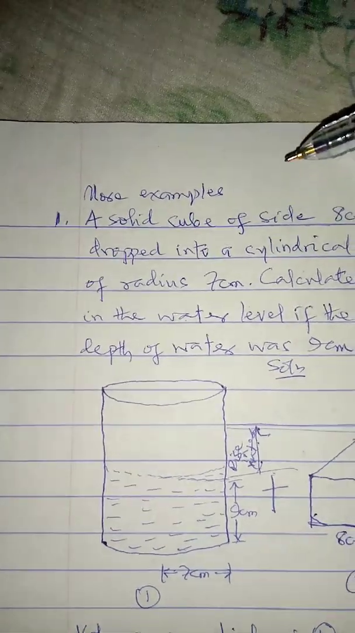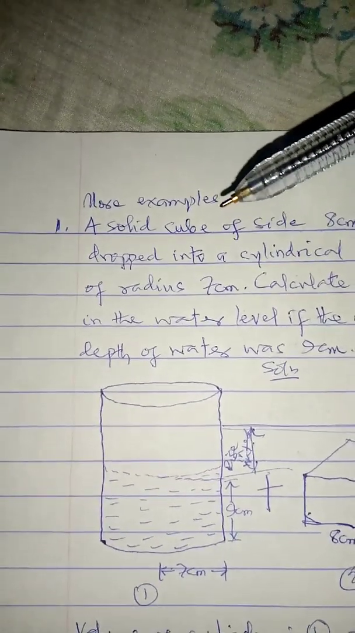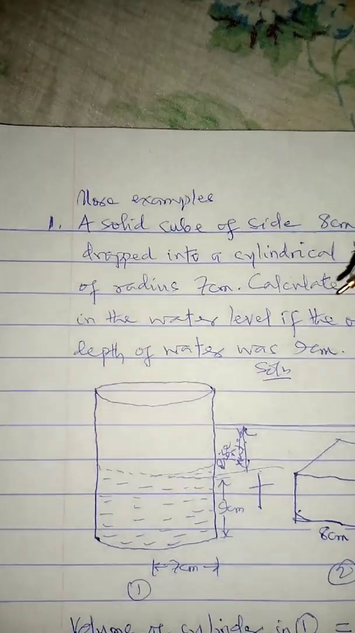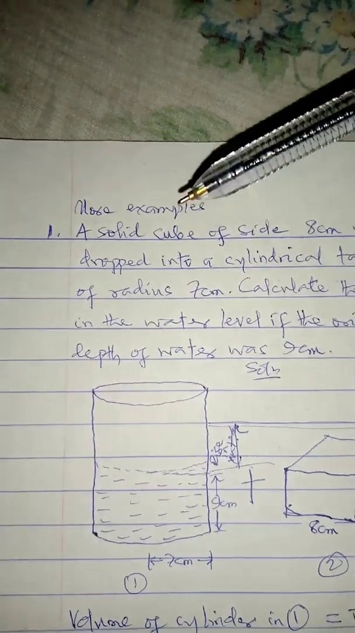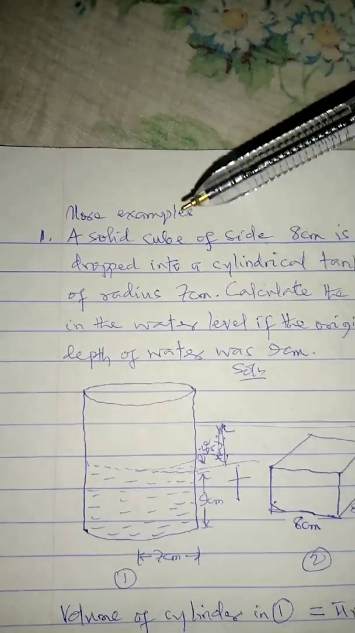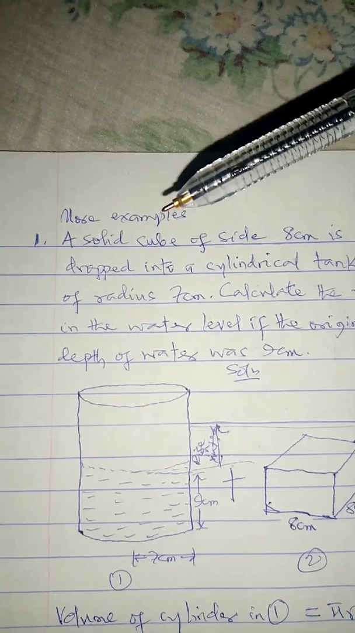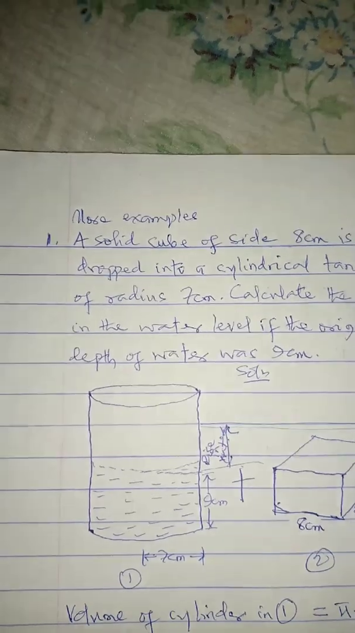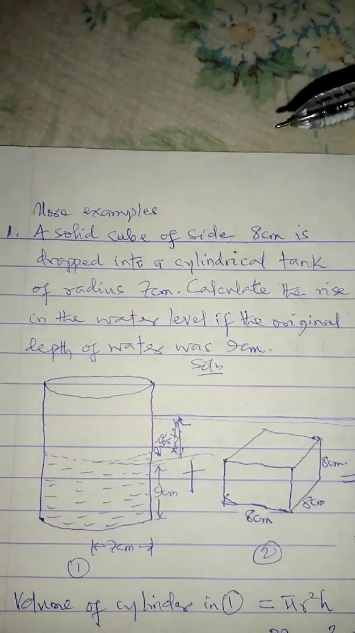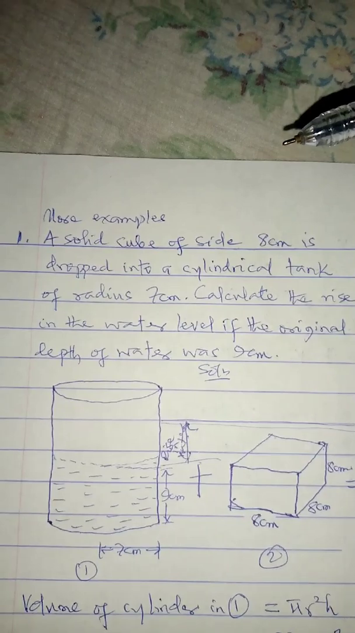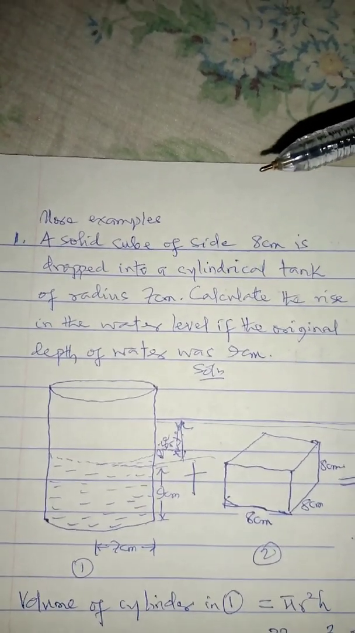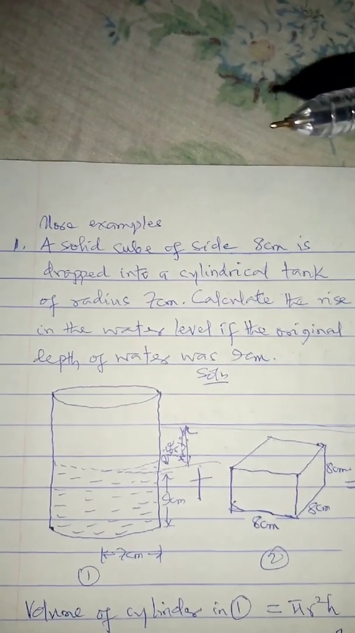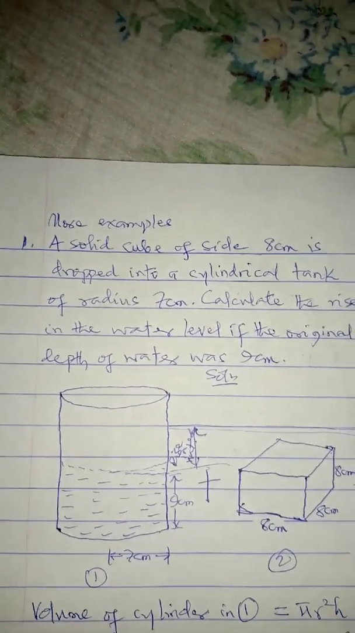Today we continue on addition and subtraction of volumes of solid shapes. So we are going to take more examples on that subtopic. Number 1. A solid cube of side 8 cm is dropped into a cylindrical tank of radius 7 cm. Calculate the rise in the water level if the original depth of water was 9 cm.